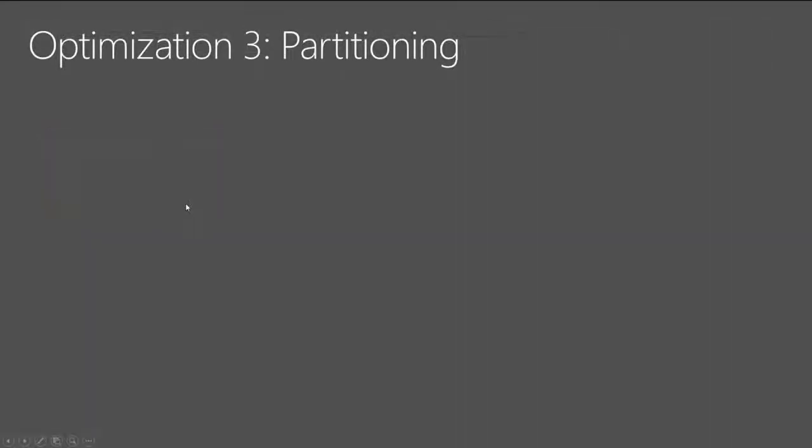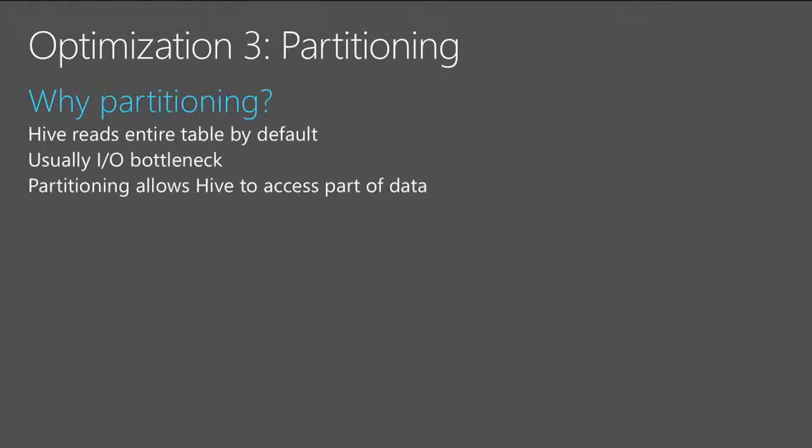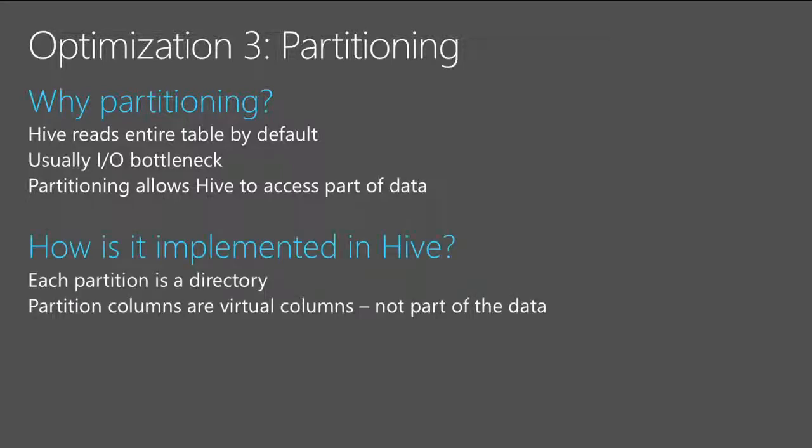So the third optimization we're going to talk about is partitioning. If you know SQL partitioning, it's quite similar in Hive. So why partitioning? Hive, by default, reads the entire table. So if you have 1,000,000 rows and you only want 10 rows out of it, Hive, by default, will read all the 1,000,000 rows and then give you just 10 rows out of it. And this is part of the reason it's slow, because the bottleneck is always I/O in big data. So what partitioning allows you to do is, instead of reading all the data, it tells Hive to read only part of the data.